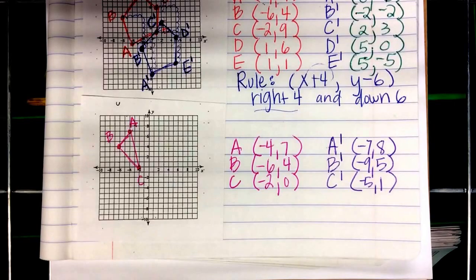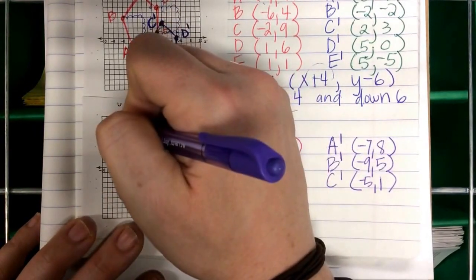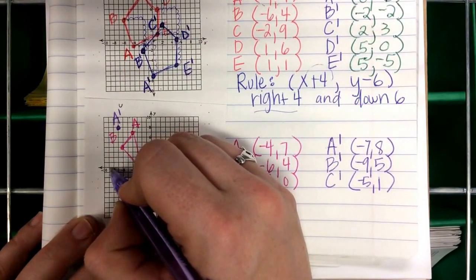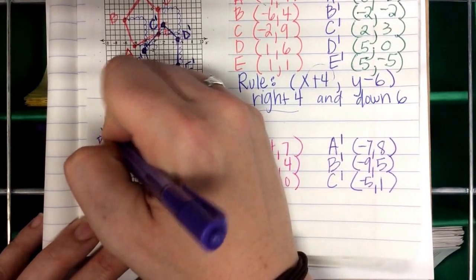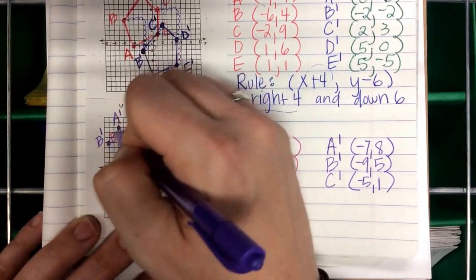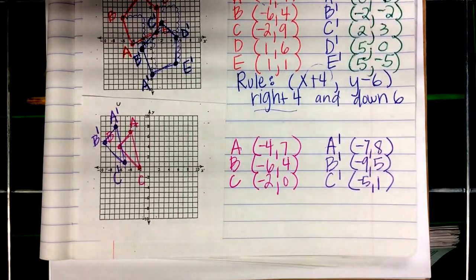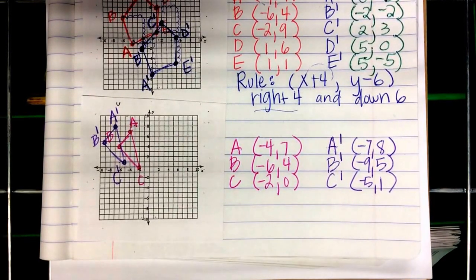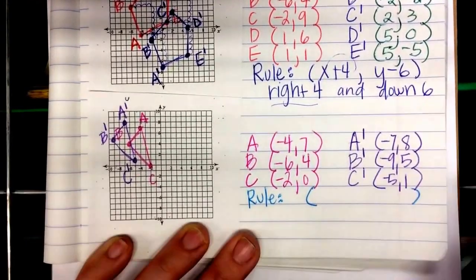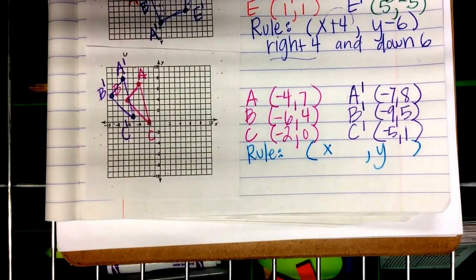If you have the two shapes, the first shape and then the second shape, I want you to figure out the rule. What did you do to A to get A prime? What did you do? If you think you've got it, there are two ways to write the rule. Write it as an ordered pair and in words. What did you do to A?